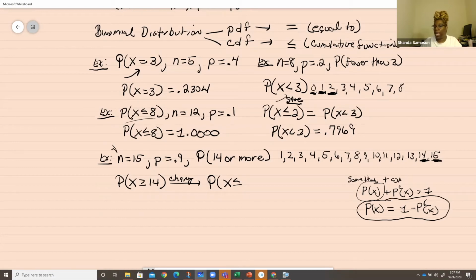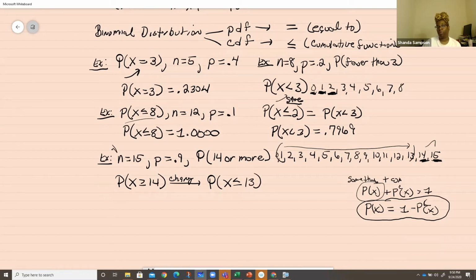And that's what we have to do with this greater than or equal to. The complement of P of x greater than or equal to 14 is all this stuff, right? The complement, the opposite. This is the greater than or equal to 14. And all this other stuff is the complement. And we have to write it as less than or equal to, so it's less than or equal to 13. That's the complement. Now, how do we find the complement?